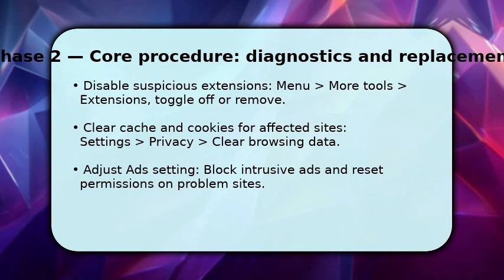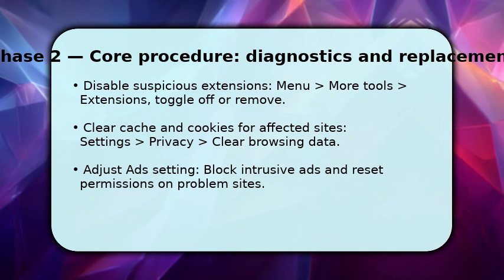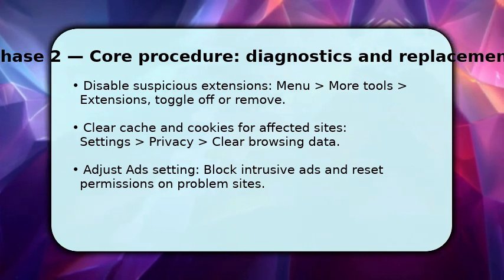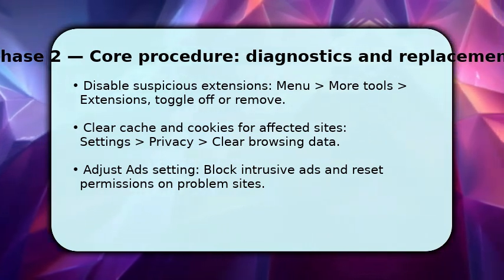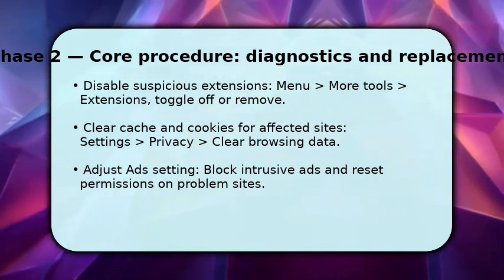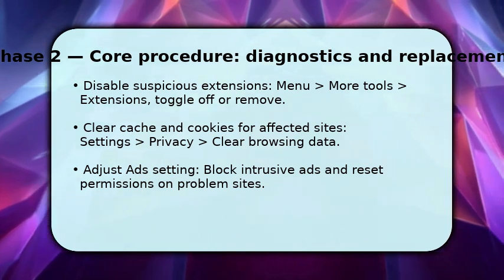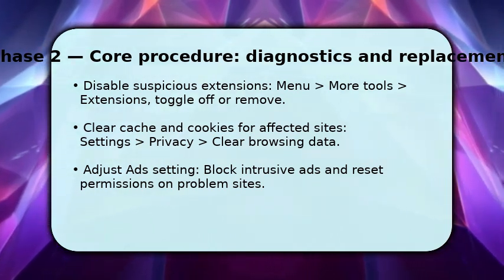Then clear cache and cookies for sites showing ads to eliminate corrupted data. Go to Clear Browsing Data and choose Cookies and Cached Images. After that, reset site permissions and specifically block ads under site settings. Doing these steps isolates the problem and reduces persistent trackers that reintroduce promotional content.